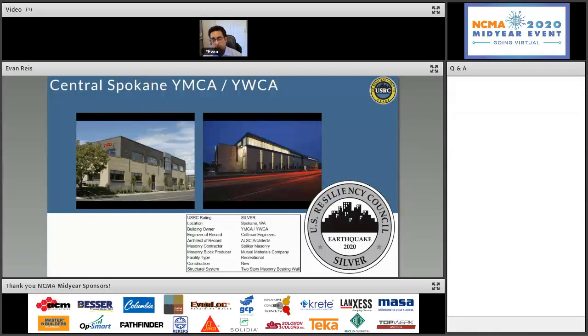It also was awarded a silver rating, and the owner of both of these projects, the middle school and the YMCA, were really thrilled to be told by Tom that these buildings would achieve this rating and this resilience rating. So they were very thrilled to know this even existed and to have their buildings showcased.